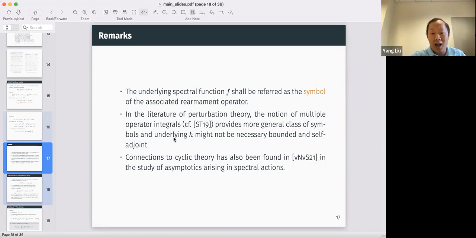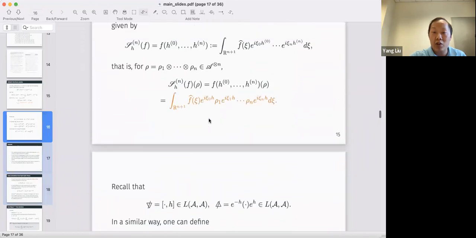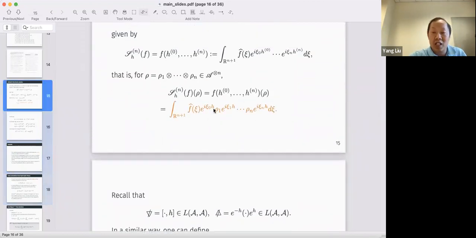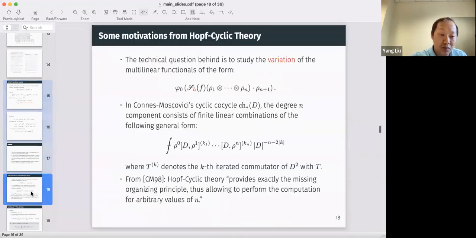Yes, I think so. I think the main difference is that what I do is, we have the same integral, but I extract information out of this rearrangement, and then view this as a multilinear function in rho. I think that's somehow what you did in the same spirit. So the main goal is to study this variation problem. I want to take a perturbation in this H and then take the derivative in this H, and I will understand how this multilinear functional changes with respect to H.